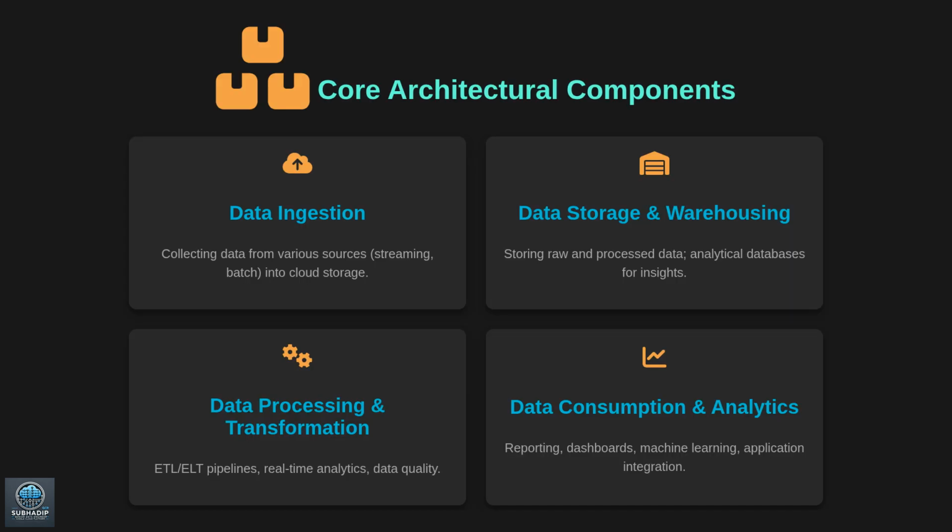Let's look at the core architectural components in any data pipeline, which are amplified in a multi-cloud setup. First, data ingestion involves collecting data, whether streaming or batch, into cloud storage. Next, data storage and warehousing is about storing raw and processed data, often in analytical databases. Then, data processing and transformation handles ETL or ELT pipelines, real-time analytics, and ensuring data quality. Finally, data consumption and analytics is where data is utilized for reporting, dashboards, machine learning, and application integration.